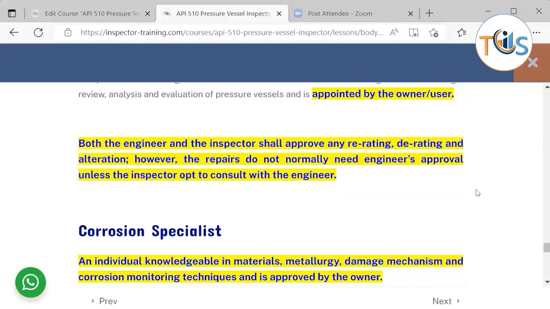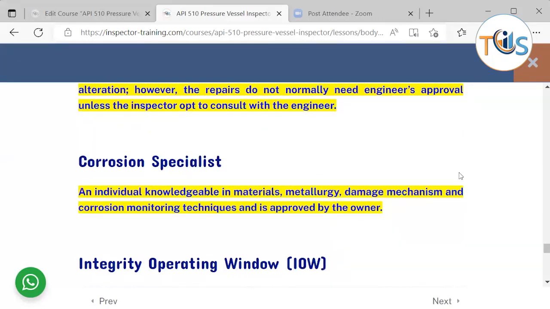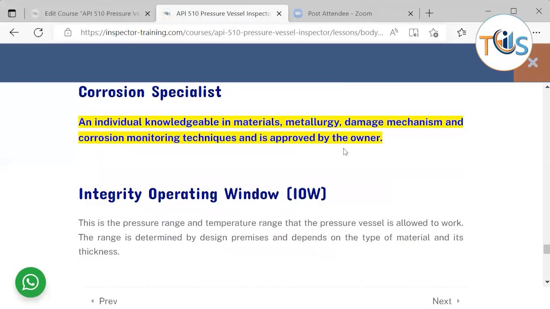Remember that both the engineer and inspector shall approve the re-rating, derating, and alteration. However, repairs do not normally need the engineer's approval because there is no change in the integrity operating window, unless the inspector wants to consult with the engineer on some major repair. The corrosion specialist again should be approved by the owner. It actually is representing the owner itself. An individual who is knowledgeable in materials, metallurgy, damage mechanisms, and corrosion monitoring techniques. And again, approved by the owner.